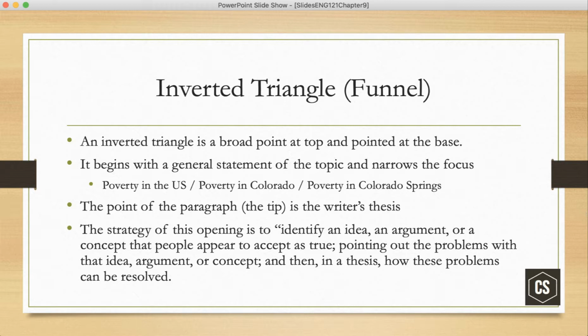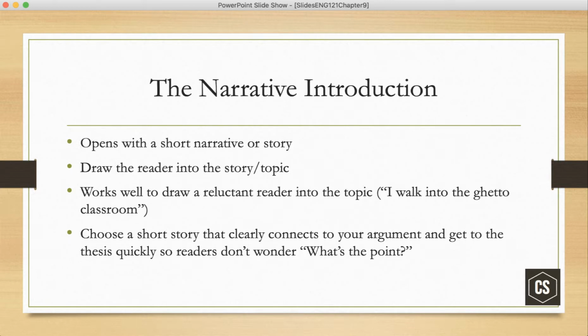The strategy of this kind of opening is to identify an idea, an argument, or a concept that people appear to accept as true, point out the problems with that idea, argument, or concept, and then in the thesis, show how these problems can be resolved. And that's your goal in an argument.